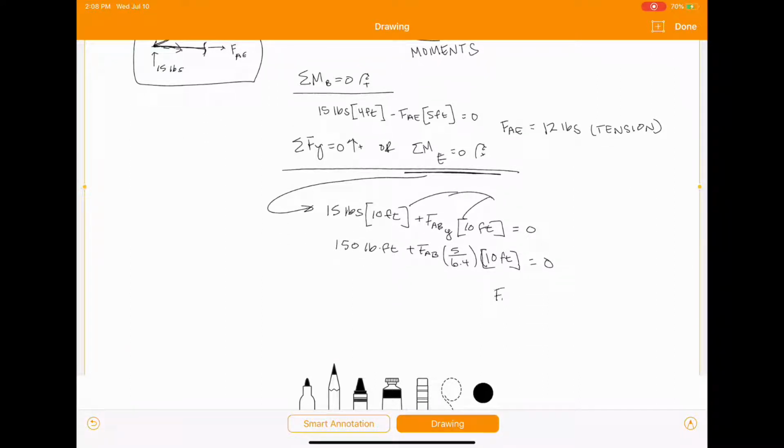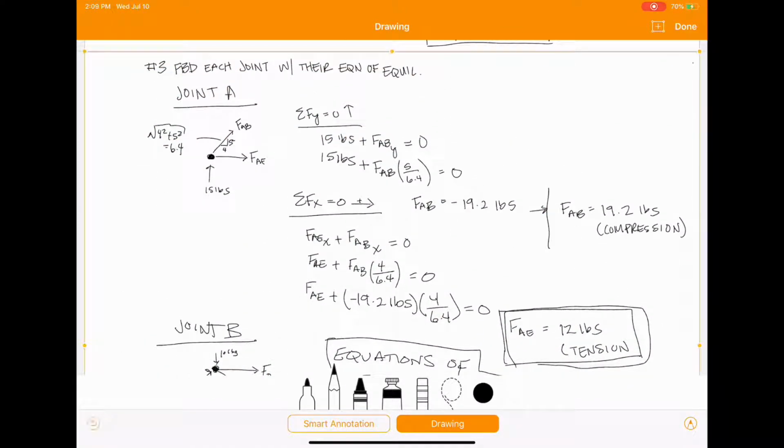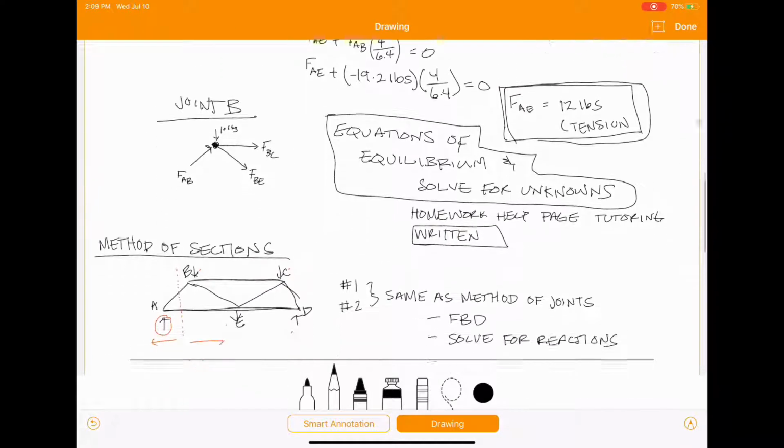But we can go ahead and solve for FAB, and that's going to equal negative 19.2 pounds. Again, that negative indicating that FAB is 19.2 pounds in compression. Which, look at that, you scroll up here, and that's exactly what we got using method of joints. So we did that correctly.